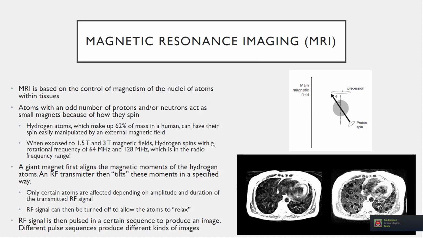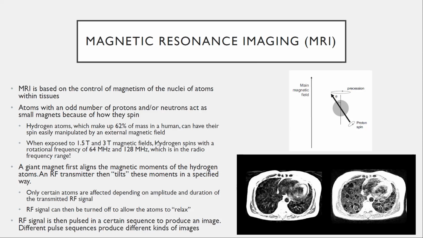Okay. And the reason this works for soft tissues is that a lot of the elements that make up human tissue are atoms that have an odd number of protons or neutrons. Okay, many of which happen to be hydrogen. Hydrogen actually makes up 62% of the mass inside a human, most of it in water. So a lot of the human body is comprised of water, and the hydrogen in those water molecules can be subjected to MRI imaging.